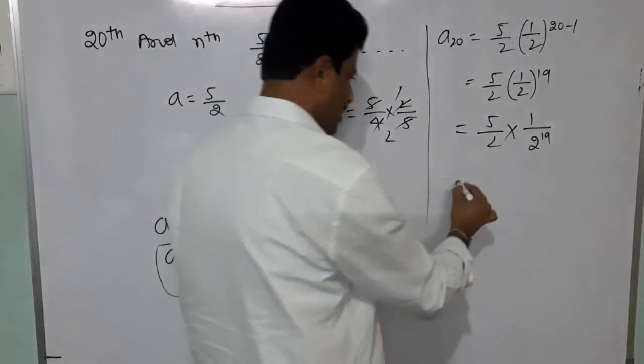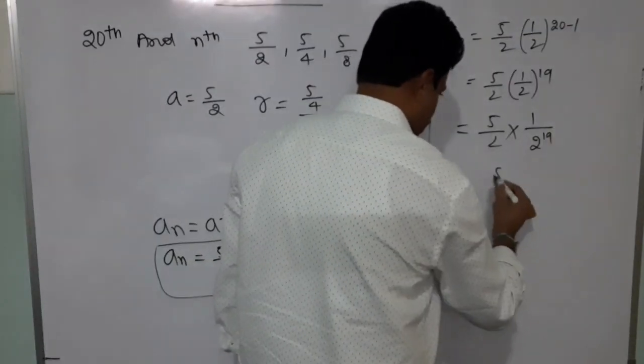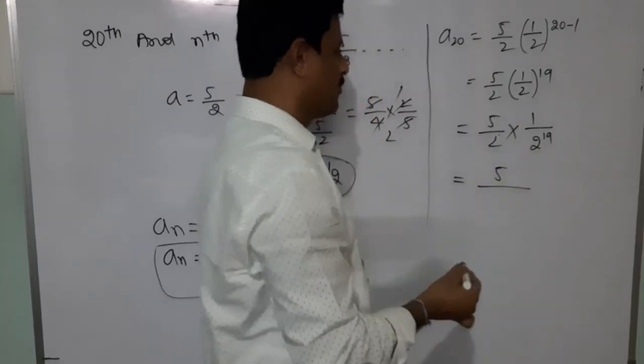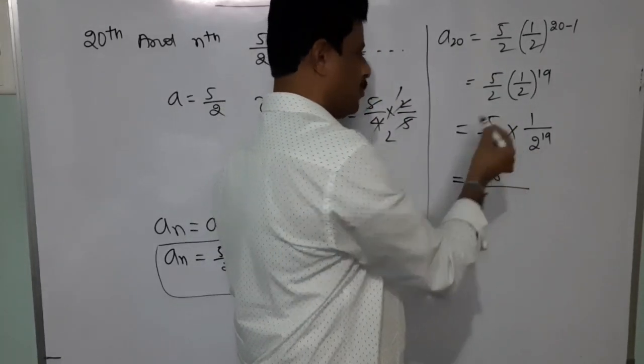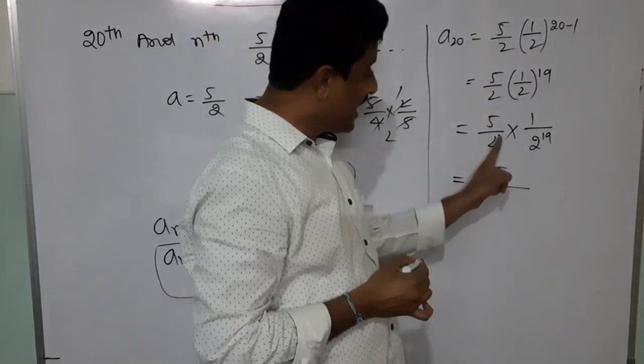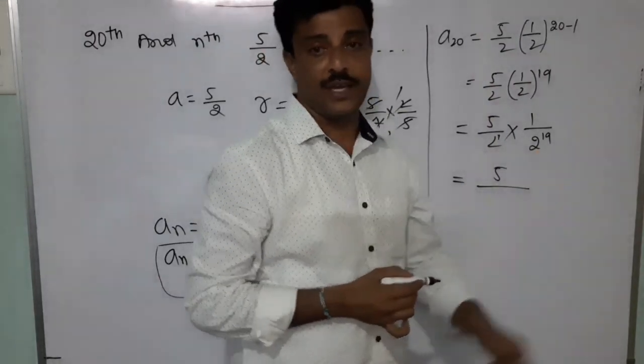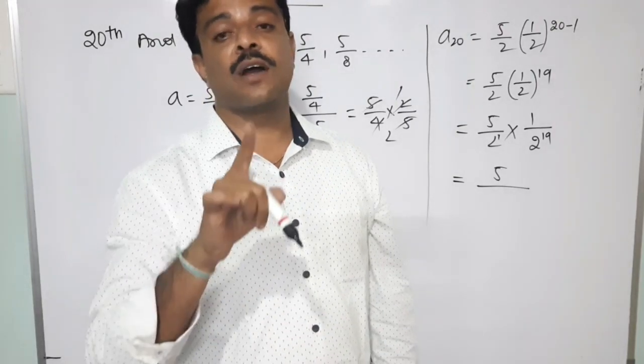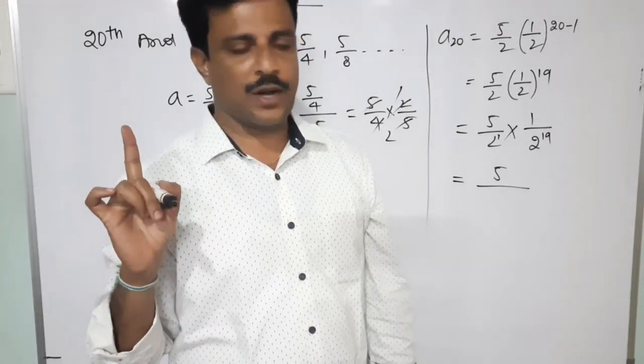So next, 5 ones are 5. This is in the form of a. Look here, if no value is given for the power, it is considered 1. This is in the form of a to the power of m into a to the power of n. A to the power of m into a to the power of n is equal to a to the power of m plus n.